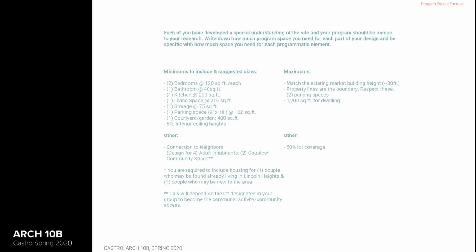So when I mentioned that there were some programs and suggested sizes that I'm including, this is the slide which has that. And each of you have developed a special understanding of this site, as I mentioned, with your collaging and all the research and the data you're collecting. And so this program should be unique to your research. And I would say, a really good tip here is to start off with a list of making the program requirements, and then you allocate the space you need for each part of the design.